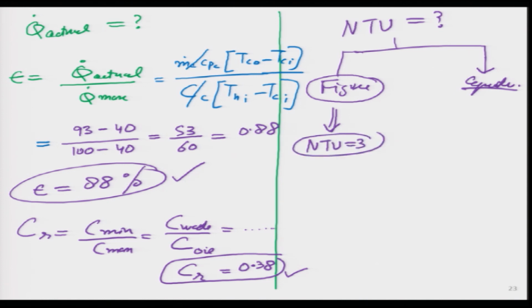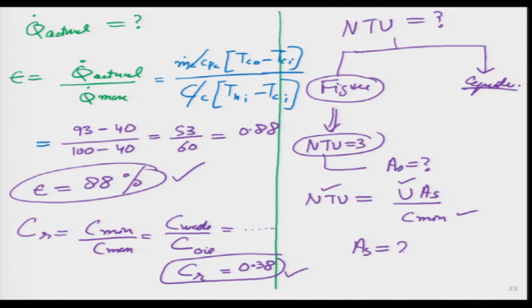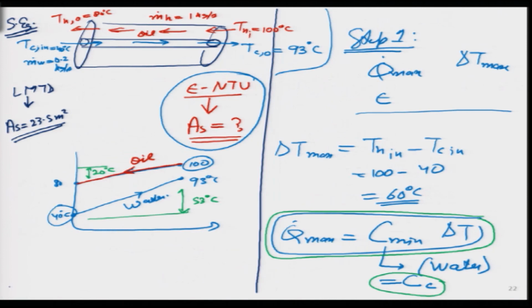If NTU value turns out to be 3, how can I get the value of A_S from NTU? It is very straightforward. NTU is simply U A_S divided by C_min. All values I know now. I can do the arithmetic, and it so turns out that my answer is about 25 meters square. I did this quickly because I have a calculator with me. Now, let us see what we got with the LMTD method. Not bad. LMTD, the exact value turned out to be 23.5.